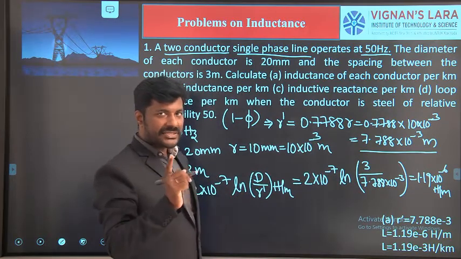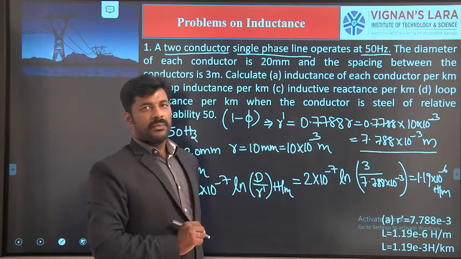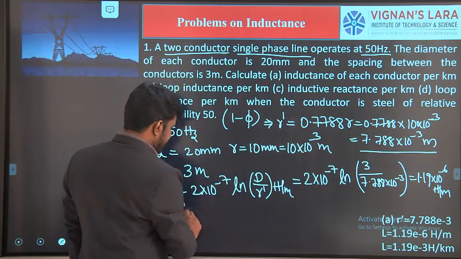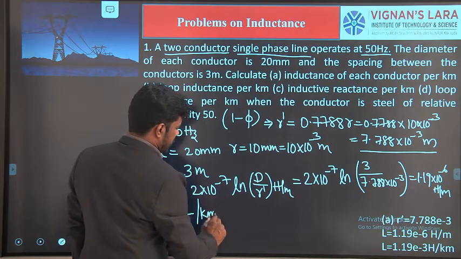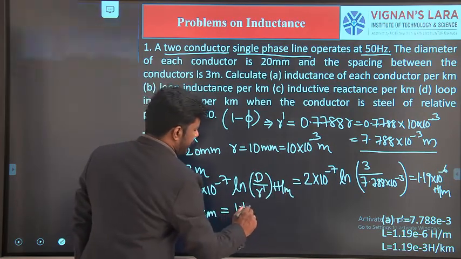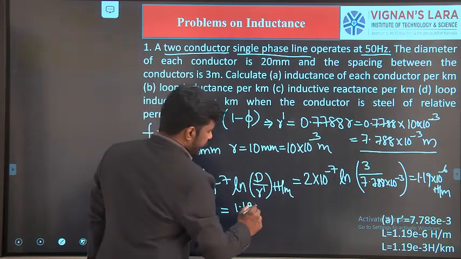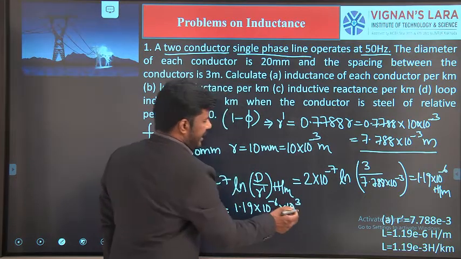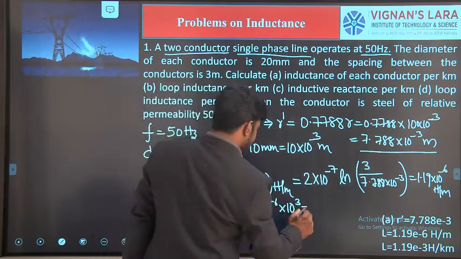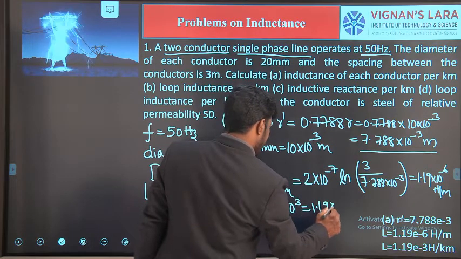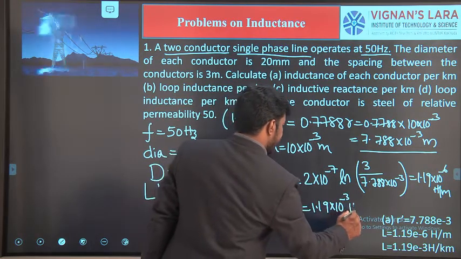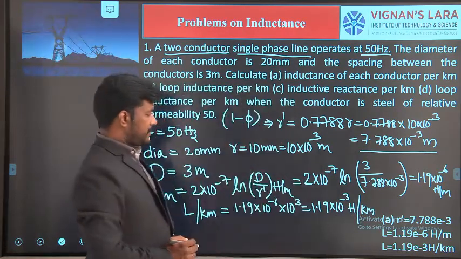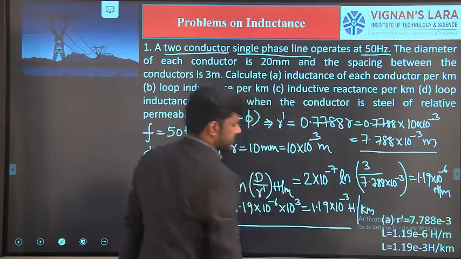But they are asking us to calculate for 1 kilometer. 1 kilo means 1000, so multiply it with 1000. Then we will get the inductance for 1 kilometer length, whose value can be written as 1.19 into 10 power minus 6 into 10 power 3. Then you will get 1.19 into 10 power minus 3 Henries for 1 kilometer length. Okay, so like this you will get the first answer on substituting the values.